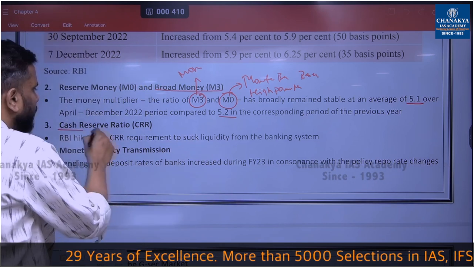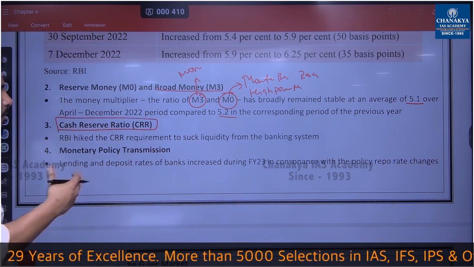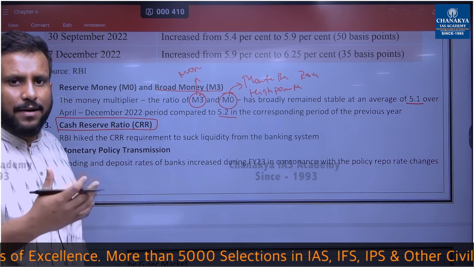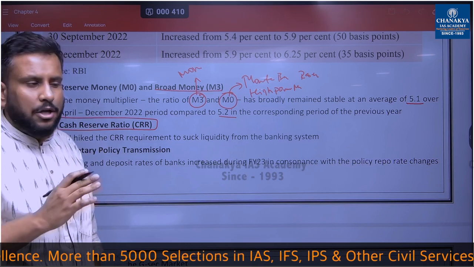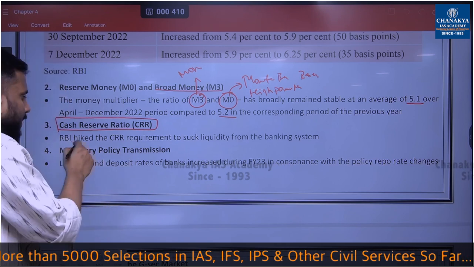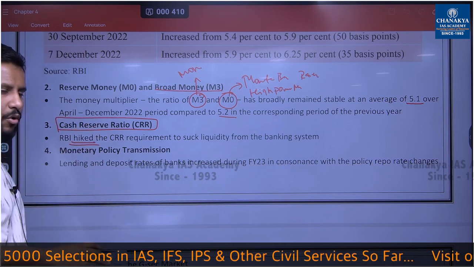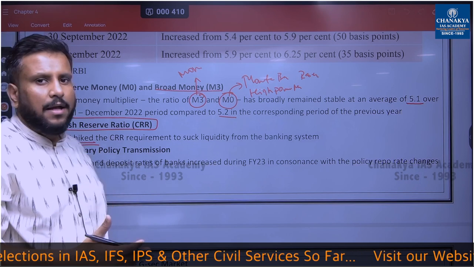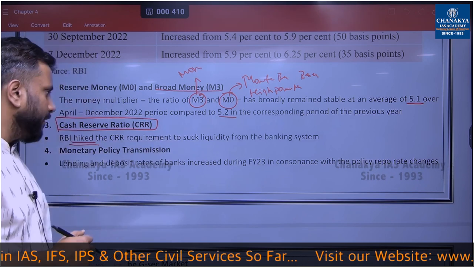Then the cash reserve ratio. The cash reserve ratio is basically the amount of cash which every bank in India has to deposit with the RBI. So the cash reserve ratio was also increased because the RBI wanted to control inflation. So now more and more money the banks have to deposit with the RBI.